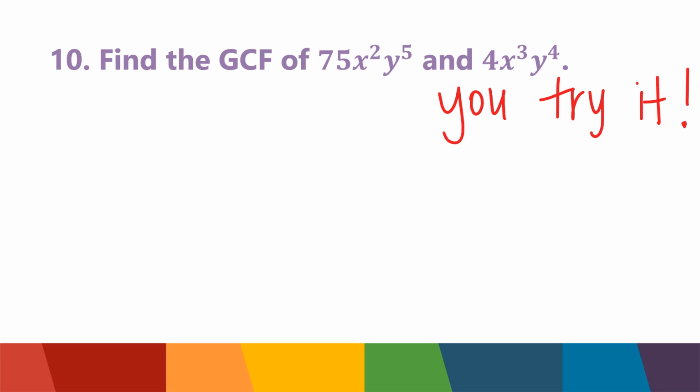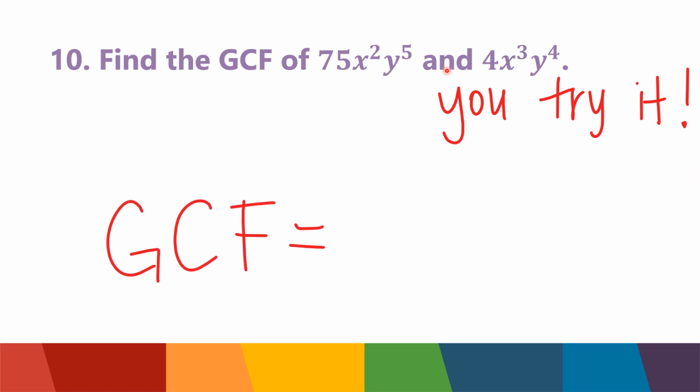Pause the video. Come back and check your work in just a minute. Do it the same way. Find the greatest common factor of the number portion, so 75 and 4, and then look at the variable portion and see what those have in common.